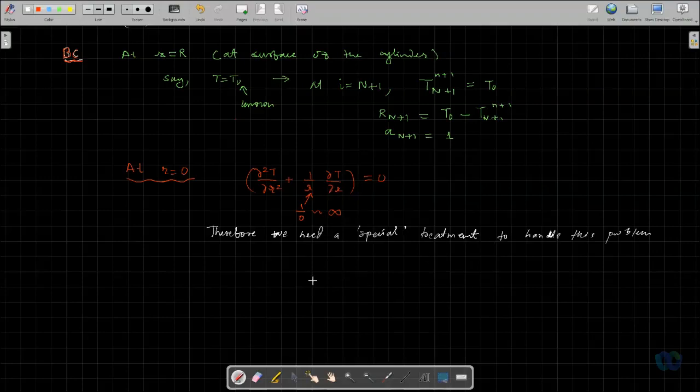Now, this special treatment is called applying L'Hospital rule. I'll tell you one thing: many students may be pronouncing this as L hospital, but there is actually no gap between L and H. It is the way they write their name. So the pronunciation is L'Hospital rule. What is this L'Hospital rule?